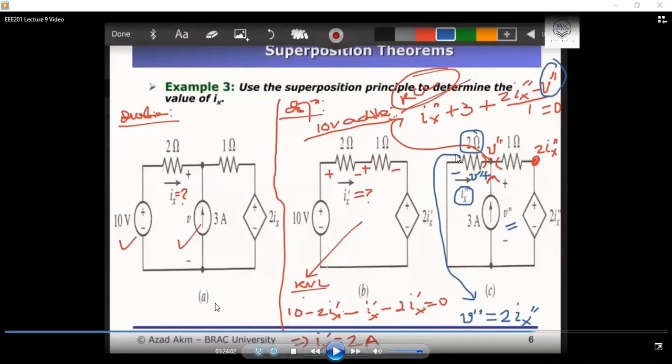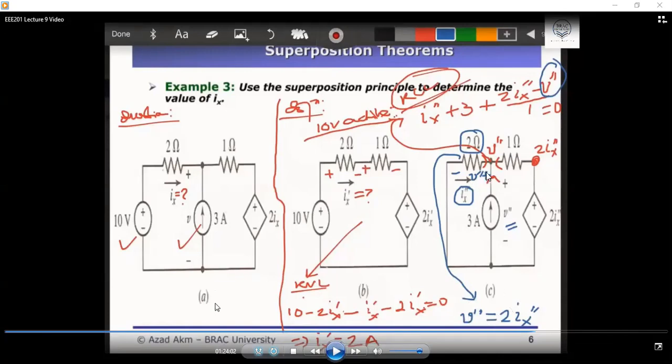And this is the voltage across the 2 ohm resistor, V double prime. The 2 ohm is the resistor, the voltage is plus and minus V double prime, and the current through this is Ix double prime. So if you apply Ohm's law, you get V double prime equal to 2 Ix double prime. Is it correct or is something wrong there? Tell me, raise your hand. Labib, what is the answer? Sir, it will be minus Ix.